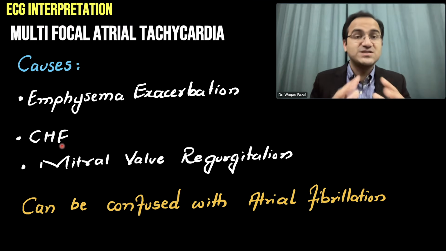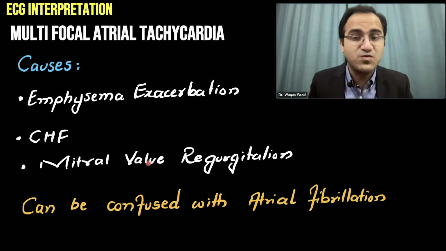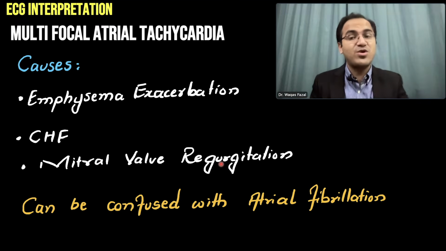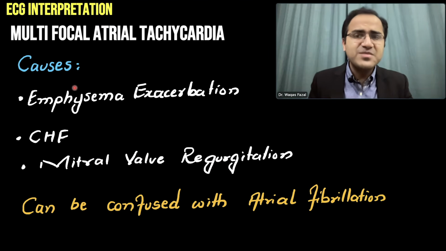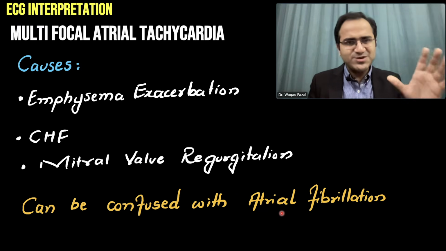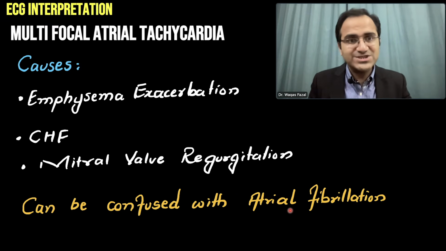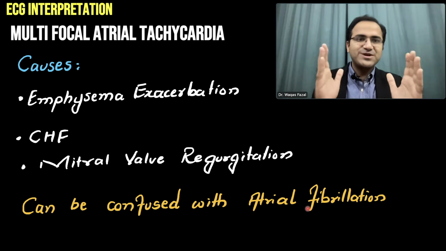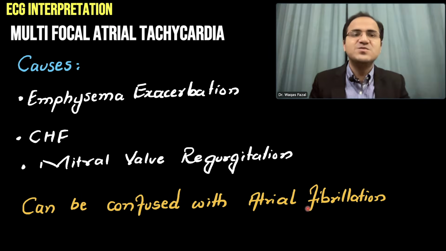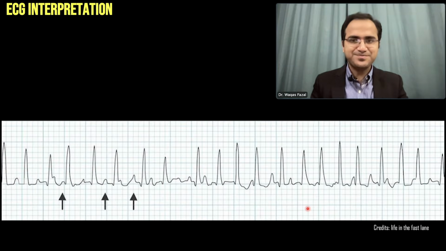Congestive heart failure causes dilation of the atria. Mitral valve disease causes regurgitation of the blood to the atria and change in morphology of the atria. And remember, multifocal atrial tachycardia can sometimes be confused with a coarse atrial fibrillation. Now wait for some time. In the next video, when we'll be talking about atrial fibrillation, we will have different types of atrial fibrillation, in which the coarse atrial fibrillation can sometimes be confused with multifocal atrial tachycardia.